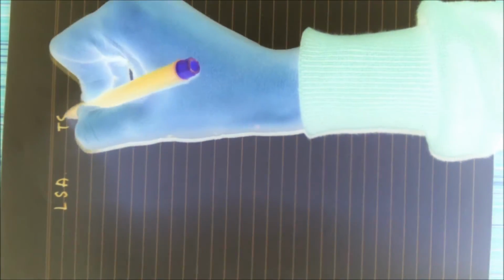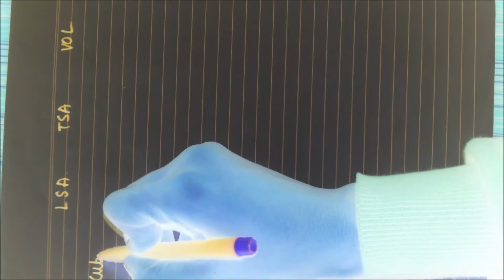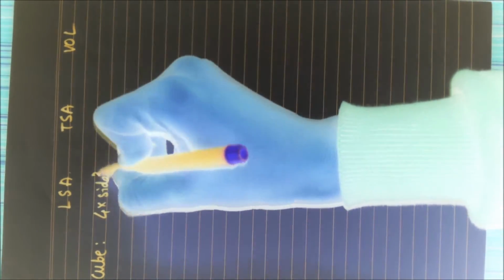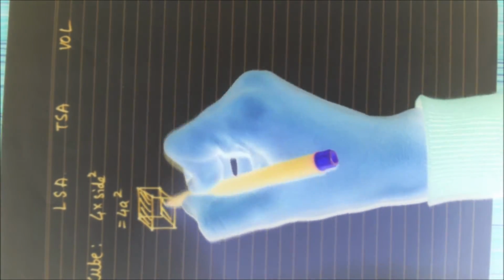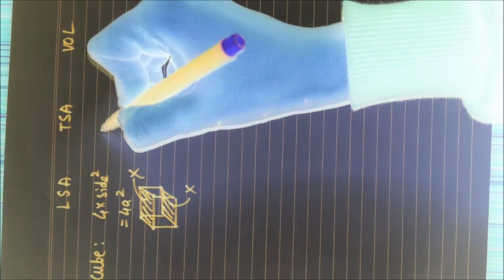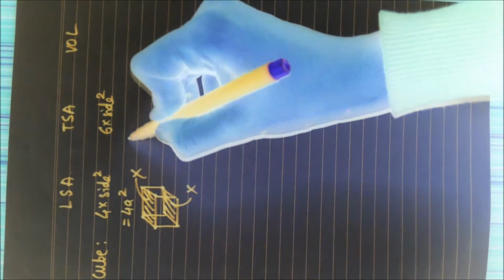So now let's revise whatever we have done till now. Curved surface area or the lateral surface area of a cube is 4 into side square. That is excluding the top and the bottom portion. The total surface area of the cube is including all the faces, that is 6 faces. So the formula is 6 into side square. Volume of a cube is the base area a square into the height a.